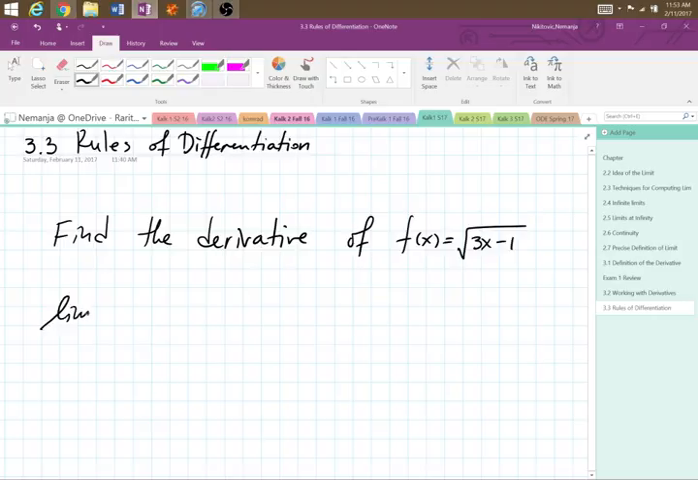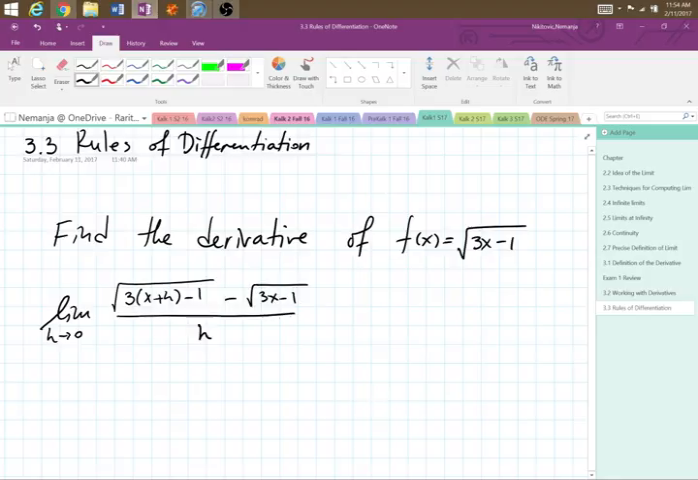The limit as h goes to 0 of the square root of 3 times (x plus h) minus 1, minus the square root of 3x minus 1, divided by h. So all we need to do is to compute this real quick, and we're done. That's how we find the derivative. So let's see.